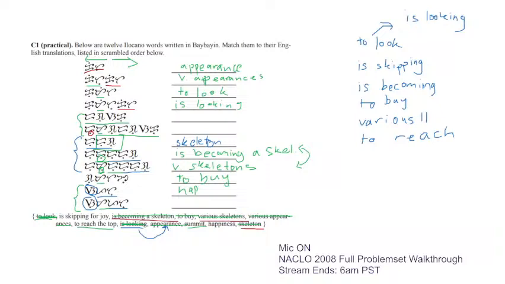Happiness, and then we'll see, just for time's sake, how do you spell happiness? Yeah, that's right. Okay, is skipping for joy. Joy. I know that was just one word that I skipped, but that's okay. And then we'll just say summit and to reach the top.